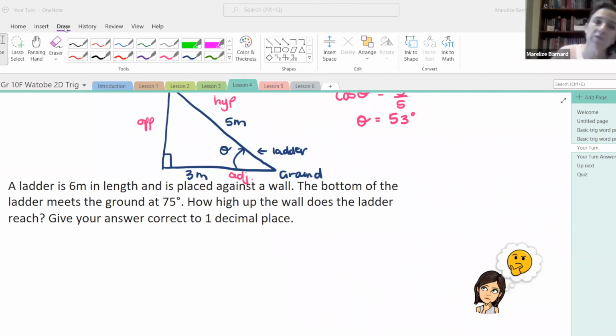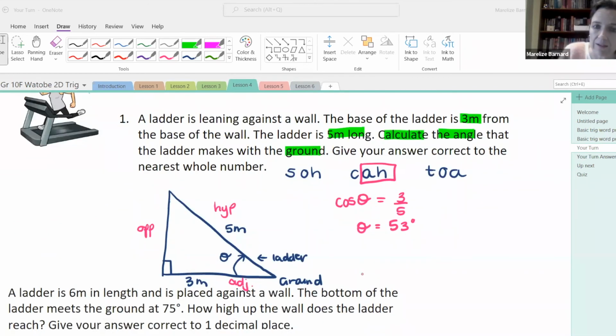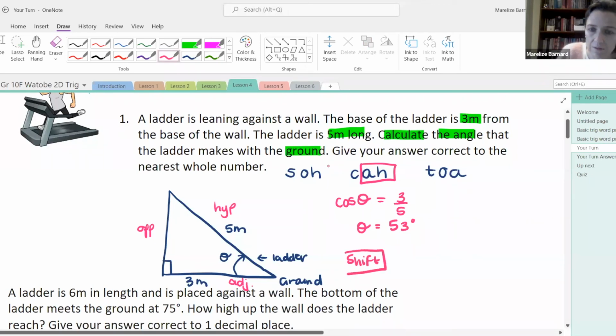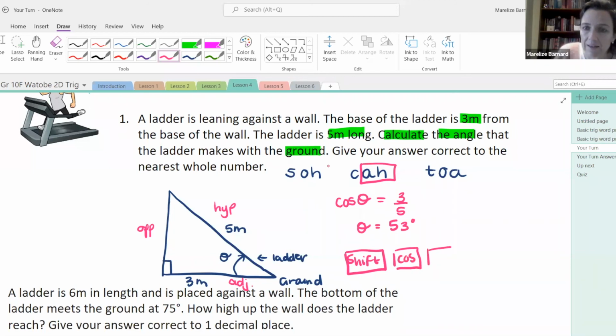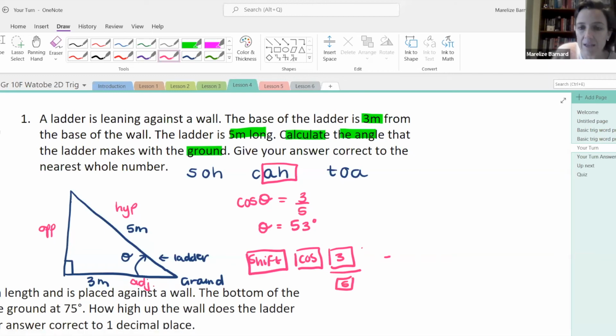So if you're solving for an angle like we did here, you can't put the theta in. You have to say shift cos 3/5 on your calculator. So you press shift and then the cos button, and then 3/5 using the fraction button. You see, and equals, yes, and then it's going to give you 53 degrees. Yes. Okay.